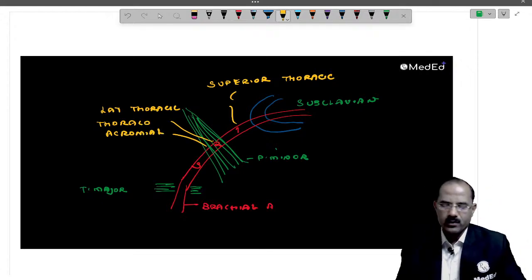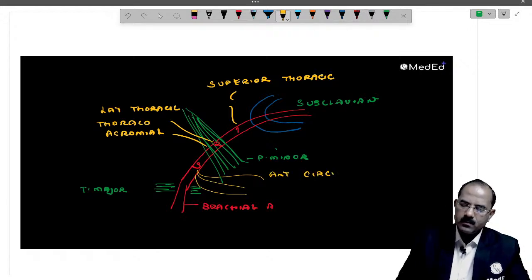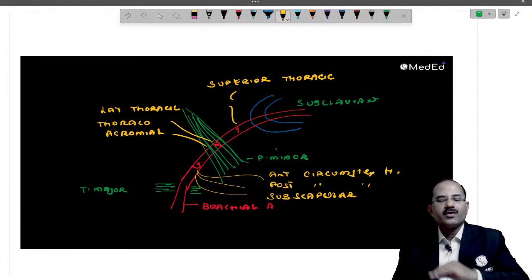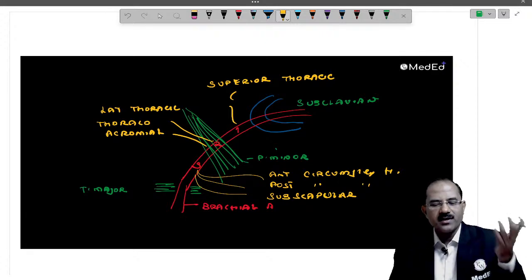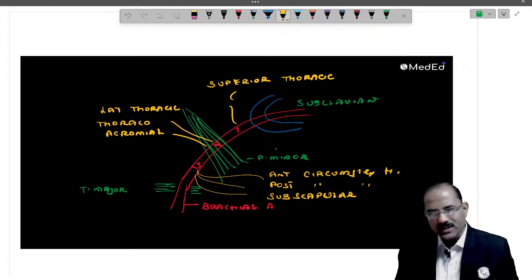Lateral thoracic and thoracoacromial. The third part gives three branches: the anterior circumflex humeral, the posterior circumflex humeral, and the subscapular artery. So these are the branches of the axillary artery. This should be very clear. First part, second part, third part.